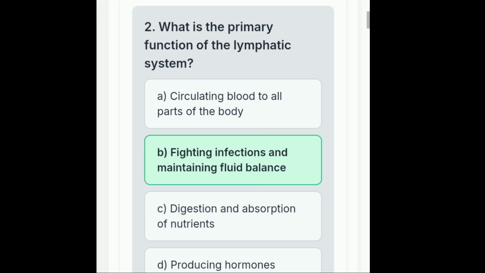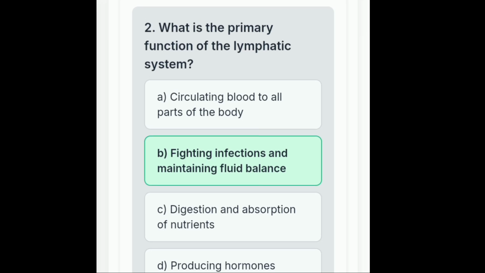Which is the primary function of the lymphatic system? Option A, circulating blood to all parts of the body. Option B, fighting infections and maintaining fluid balance. Option C, digestion and absorption of nutrients. Option D, producing hormones. The answer is Option B, fighting infections and maintaining fluid balance.